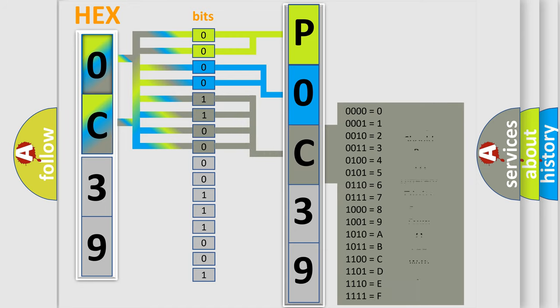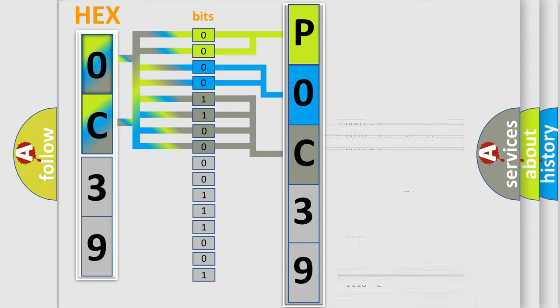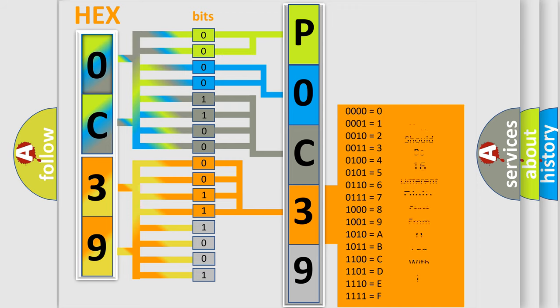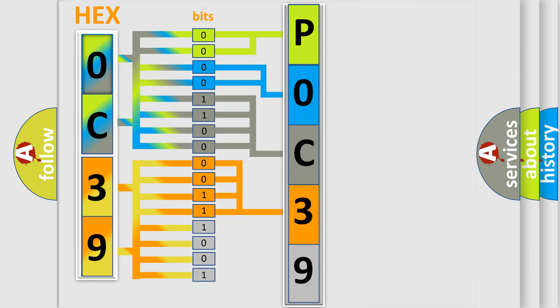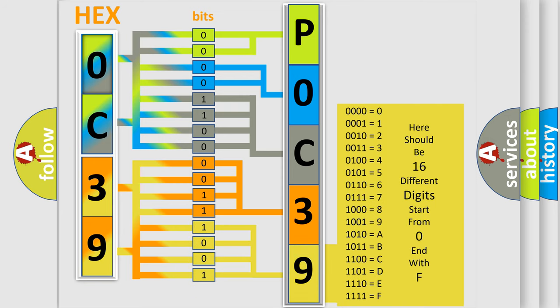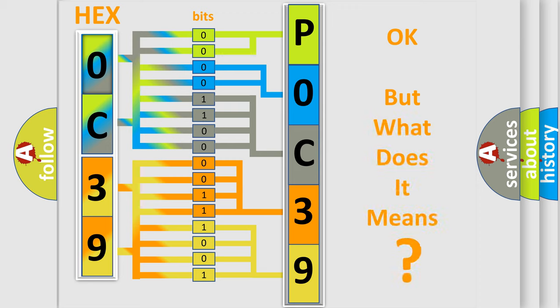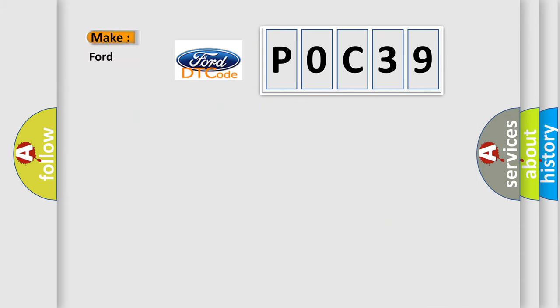The second byte is composed of a combination of 8 bits. The first 4 bits determine the fourth character of the code, and the combination of the last 4 bits defines the fifth character. A single byte conceals 256 possible combinations. We now know in what way the diagnostic tool translates the received information into a more comprehensible format. The number itself does not make sense to us if we cannot assign information to what it actually expresses. So, what does the diagnostic trouble code P0C39 interpret specifically for Infinity car manufacturers?